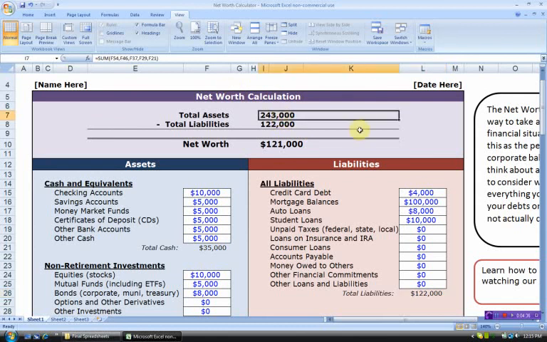Now you can scroll back up here. You see my total assets, $243,000. Total liabilities, $122,000. My net worth is going to be $121,000. So again, you can customize this net worth calculator to the specifics of your financial situation. It'll give you a decent estimation of your net worth.